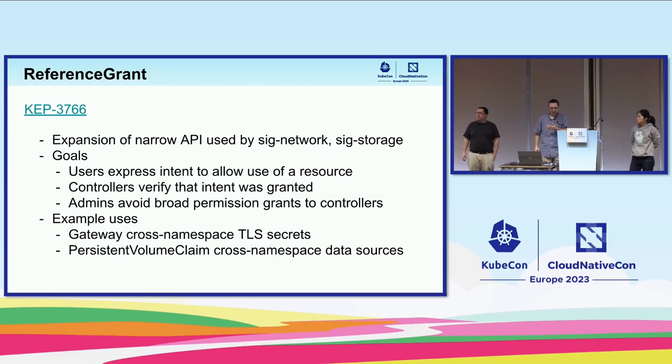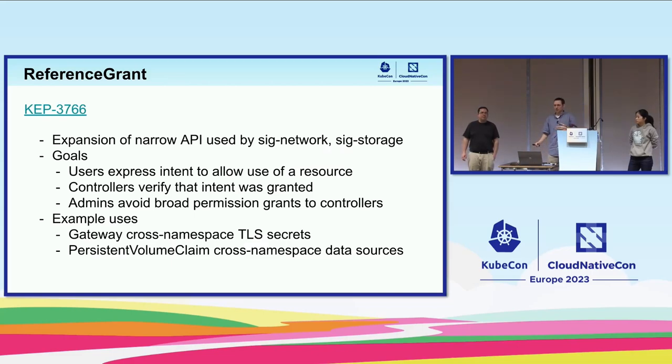And what SIG Network came up with was the idea of a reference grant. So the user with the secret in their own namespace is going to record the intent to grant access to their secret to some other gateway. And they give very specific coordinates: this secret to that gateway. And so this was useful. They implemented this as a custom resource and got a lot of use out of it.